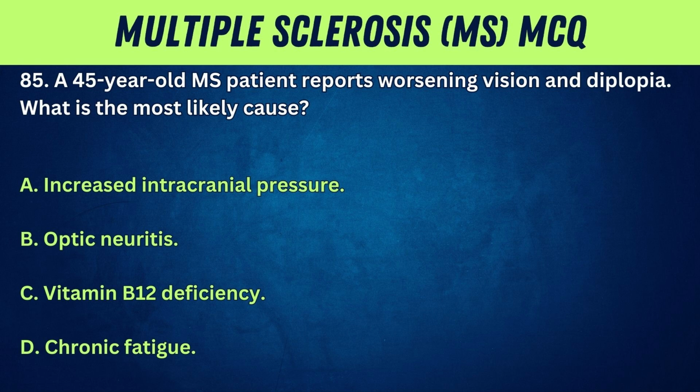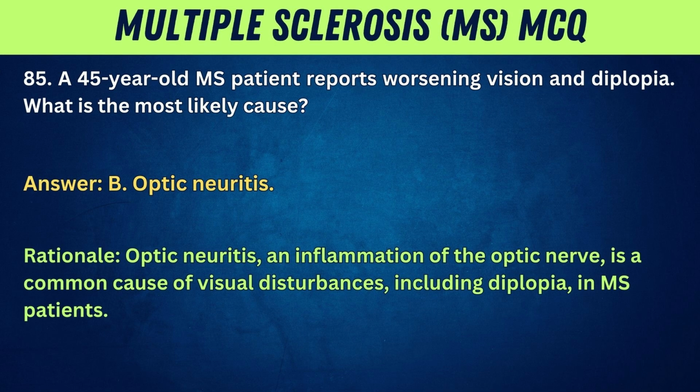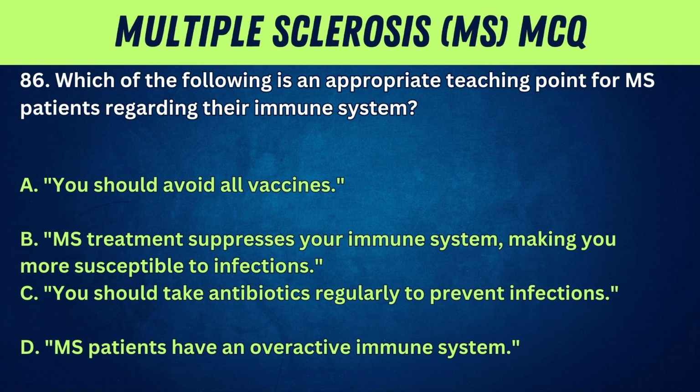What is the most likely cause? A. Increased intracranial pressure. B. Optic neuritis. C. Vitamin B12 deficiency. D. Chronic fatigue. Answer: B. Optic neuritis. Rationale: optic neuritis, an inflammation of the optic nerve, is a common cause of visual disturbances, including diplopia, in MS patients. 86. Which of the following is an appropriate teaching point for MS patients regarding their immune system?